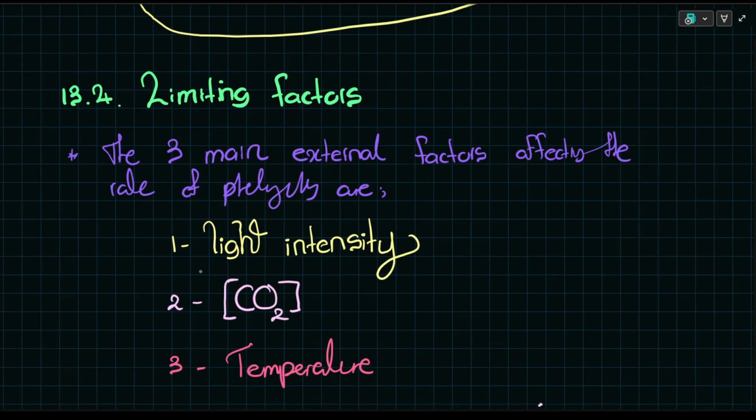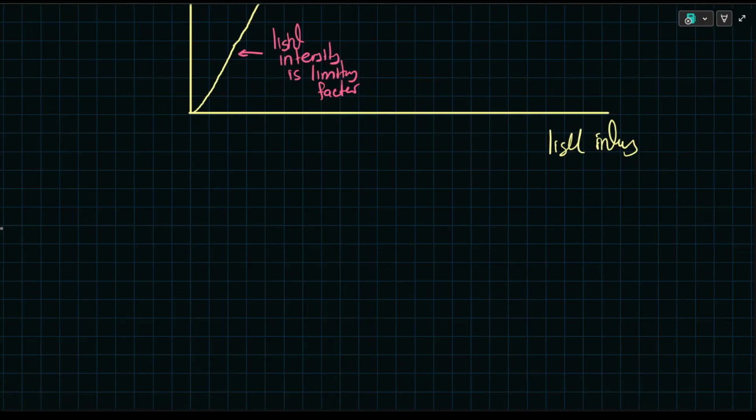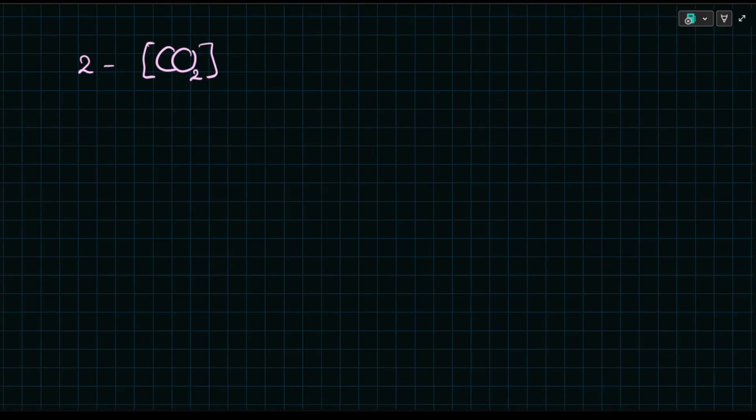Carbon dioxide concentration. Let's see how CO2 concentration affects the rate of photosynthesis. How does carbon dioxide concentration affect the overall rate of photosynthesis? That is exactly what we're measuring with all these limiting factors, okay? How does a certain factor affect the rate of photosynthesis? That is what we're trying to measure.